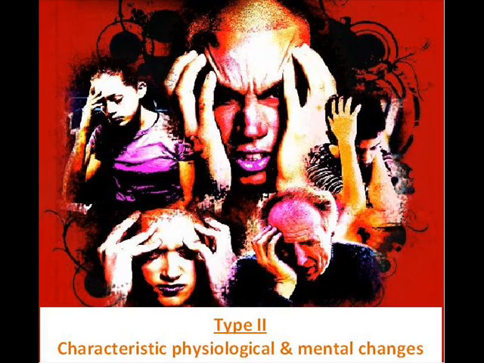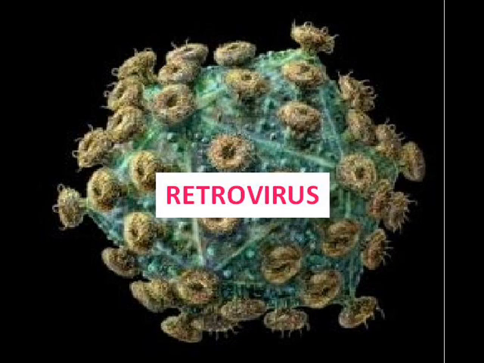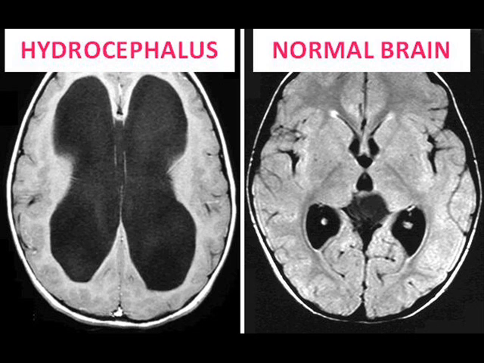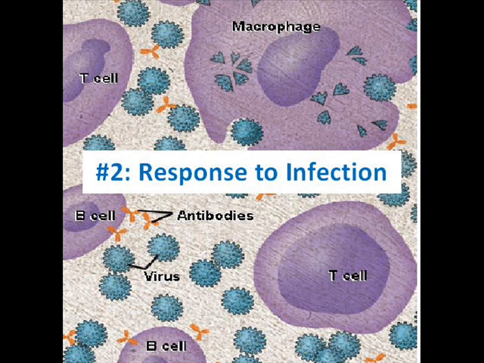It is believed that type 2 is most likely the cause of schizophrenia since it produces the characteristic physiological and mental changes such as delusions, hallucinations, other psychiatric symptoms, increased retrovirus activation, hydrocephalus, increased ventricular size, and cognitive impairment due to low prefrontal activity. The second factor is response to infection.